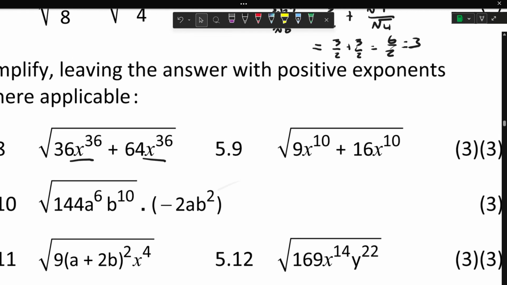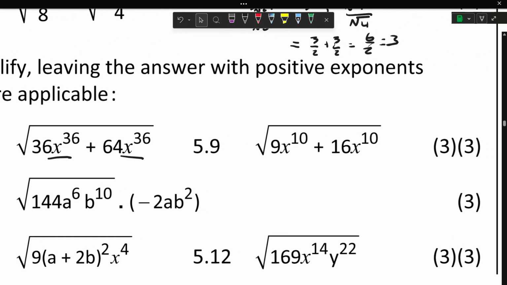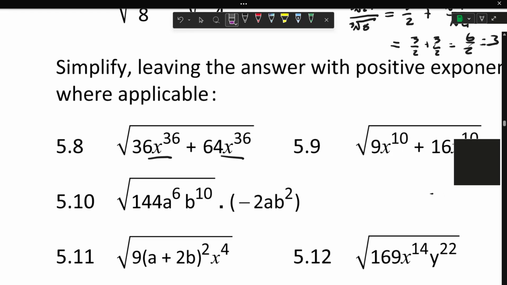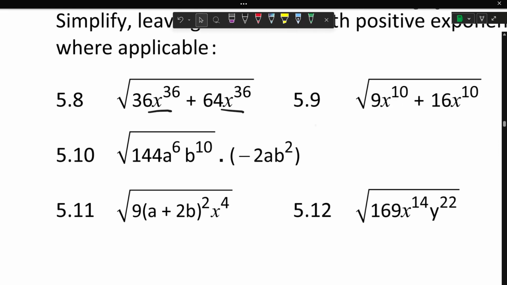And we're going to go 5.9 over here. And it is x to the 10, x to the 10. So you can just add them. And that'll be 25 x to the 10. So it'll be root 25 x to the 10, which is 5 root x to the 10. And that's going to divide the exponent again. We're going to have 5 x to the 5. Perfect, guys. Moving on to the next question.